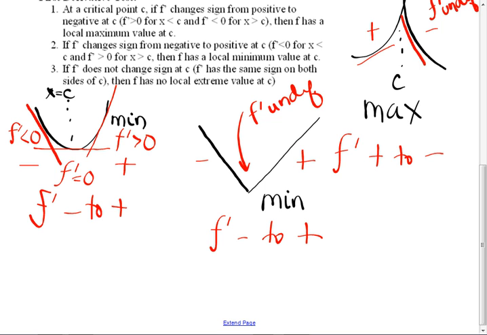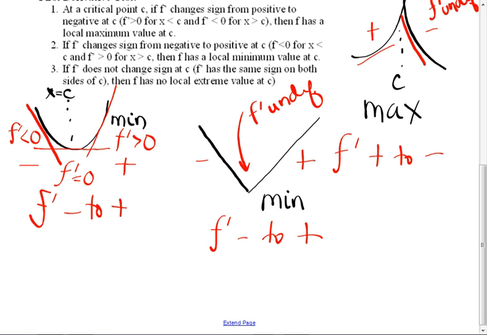I know when I read the exam in the past, a lot of students will say if the first derivative or second derivative is undefined, then there's nothing there. That's not true. They always want the derivatives to be 0. No. You have to look at those undefined points. Think of your absolute value, folks. Okay. That's the first derivative test. That's it. That's all there is.